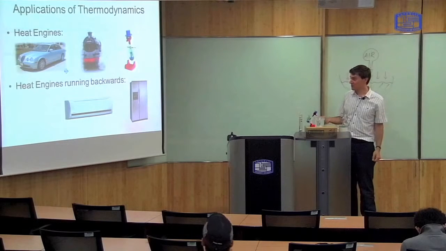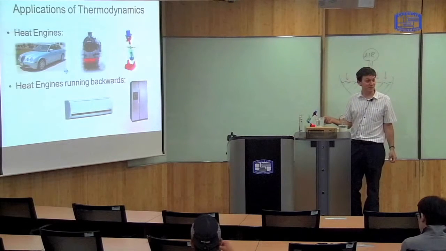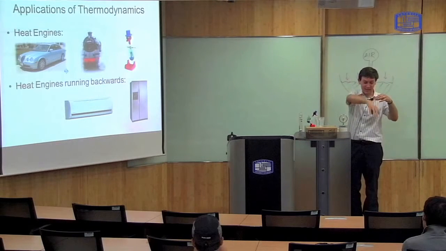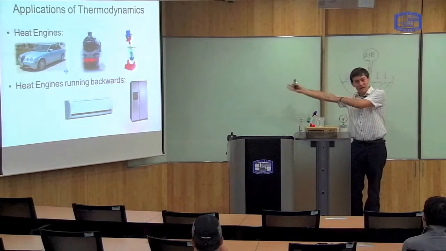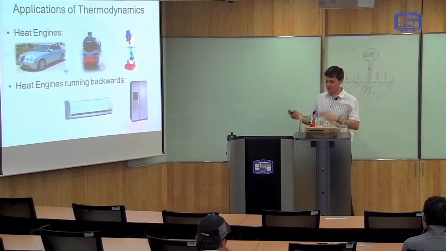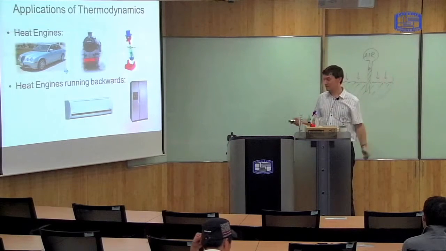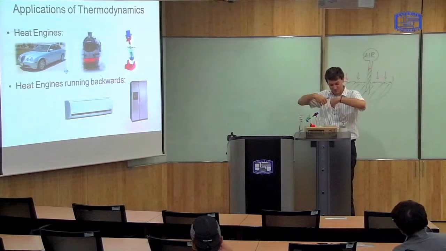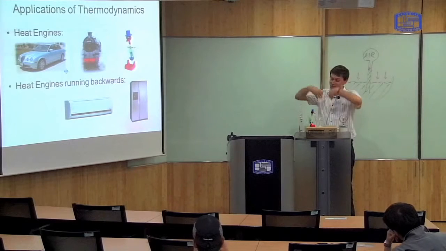So examples of this are air conditioning systems. You want the inside of your house to be cool, so you want to take heat out of the house and put it outside where it's hot. So it takes energy in and it moves heat from the cold place to the hot place. The same is true of refrigerators. They take heat out of the inside of the fridge and put it out.